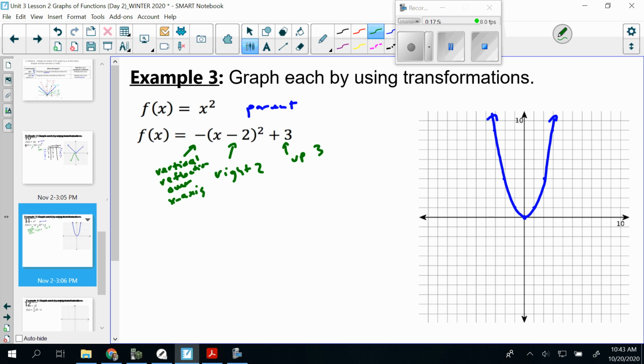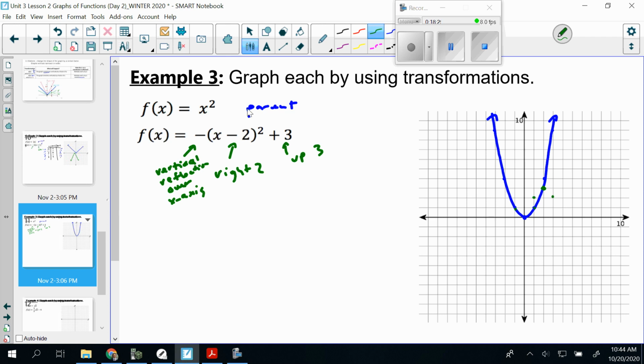So let's shift the vertex first. We want to go right 2 and up 3. So that's going to be the new vertex right there. And then it's going to get flipped vertically over that line. So that would mean all these points are going to open down now. So if I went before to get these first 2 points here, I went over 1, up 1, we'd go over 1, down 1 instead here for those.